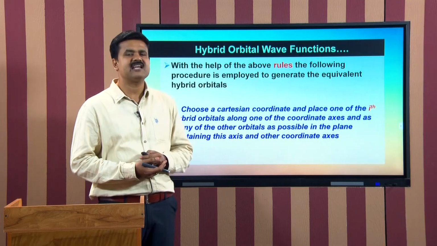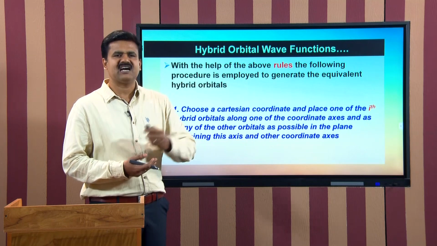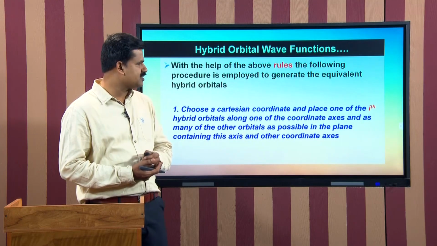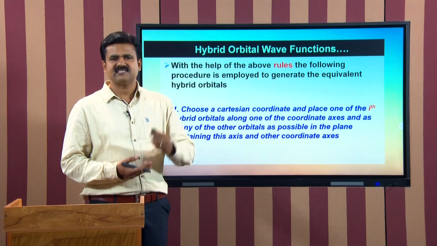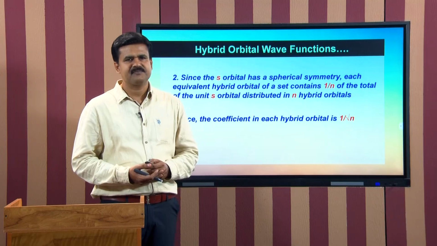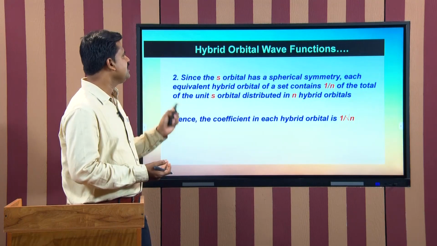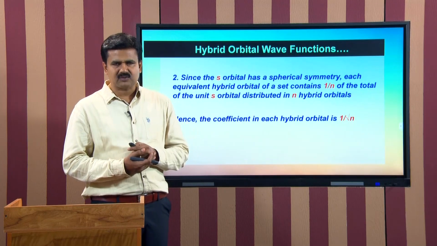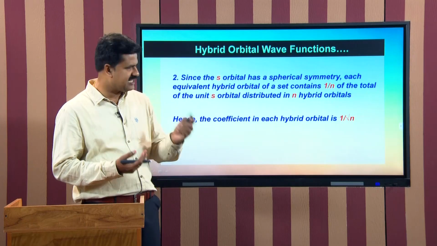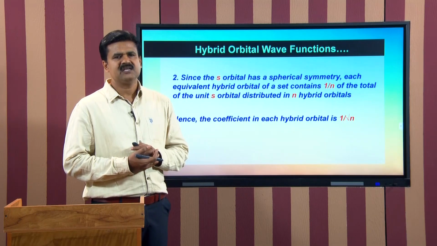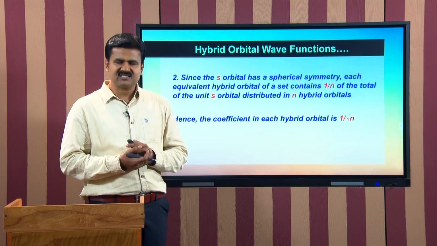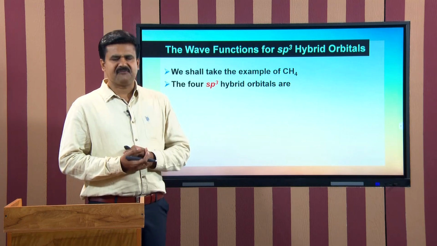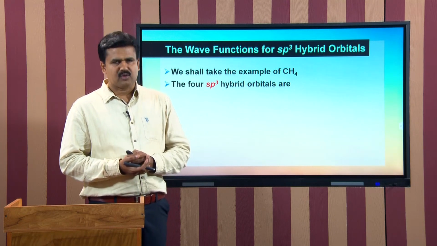Choose a Cartesian coordinate system and place one of the hybrid orbitals along one of the coordinate axes, and as many of the other orbitals as possible in the plane containing this axis and another coordinate axis. Since the s orbital has spherical symmetry, each equivalent hybrid orbital gets a share of 1 by n of the total unit s orbital distributed among n hybrid orbitals. Hence, if there are n hybrid orbitals, the coefficient of s will be constant, and that is 1 by root n.